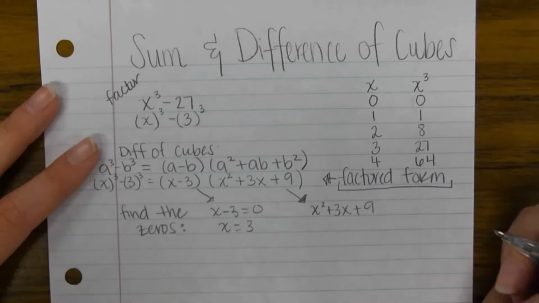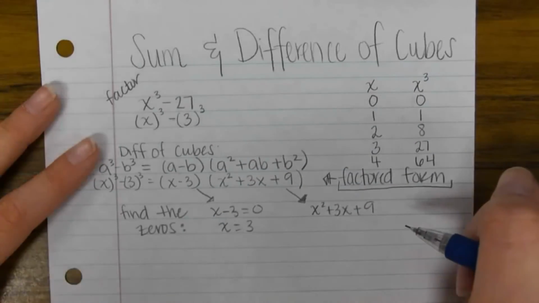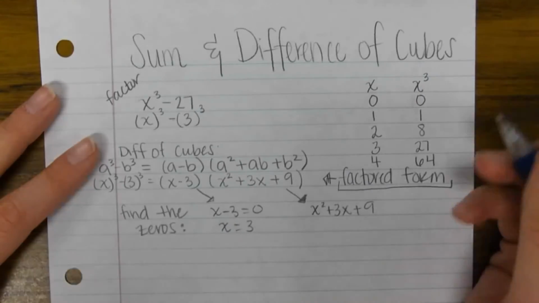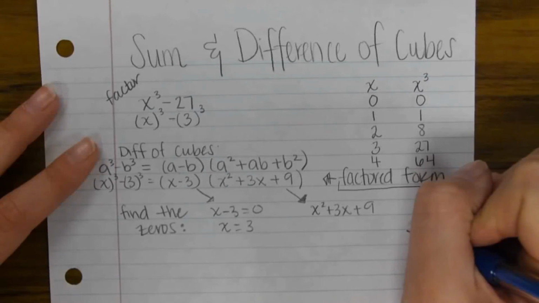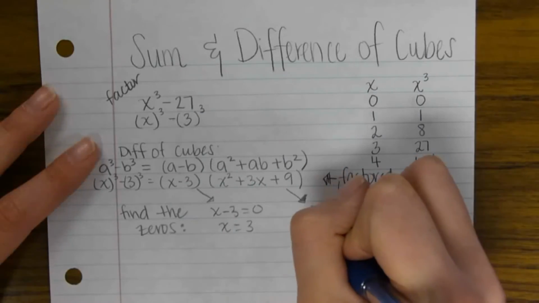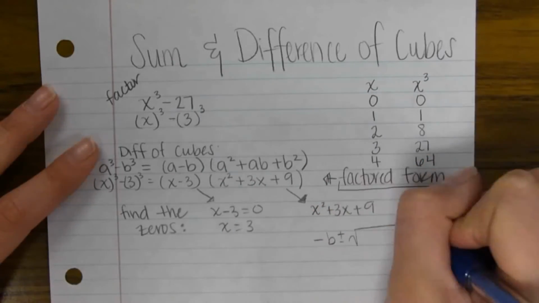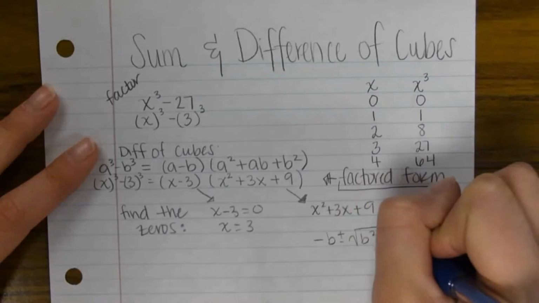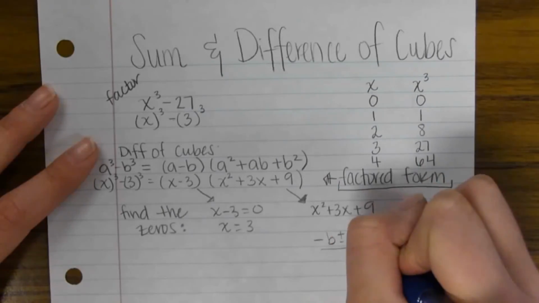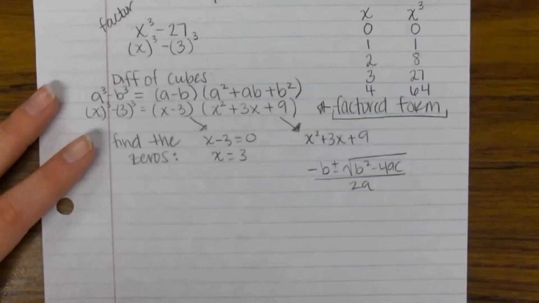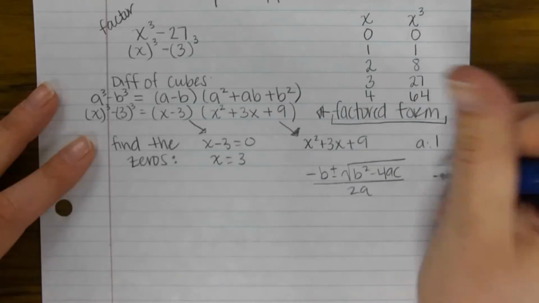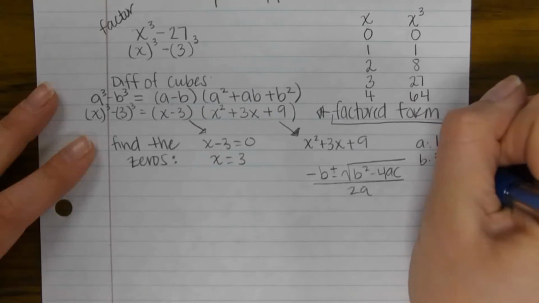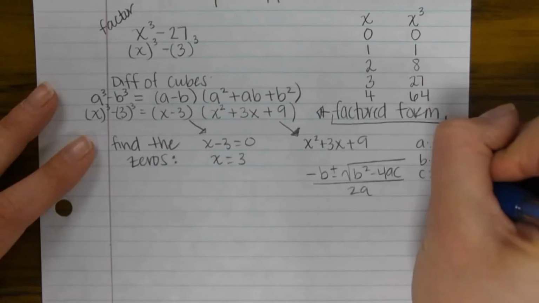Remember, you have a really cool song to remember it. Negative b plus or minus the square root of b squared minus 4ac over 2a. So there we go. Now we just have to identify what is a, b, and c. A is 1 because our coefficient here is 1. B is 3. And c is 9.